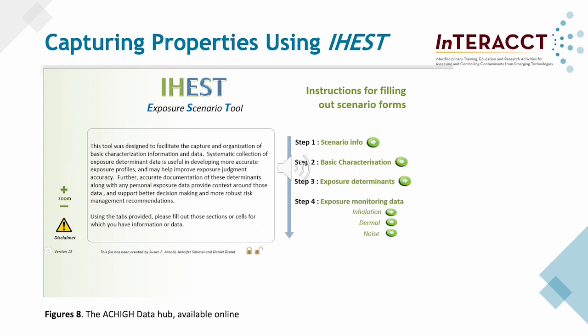In the next several slides, I'll demonstrate how to document and use the chemical and physical property data listed in the previous slides to call out potential routes of exposure. We'll focus on using the IHEST as a tool of choice because it is a freely available tool that was uniquely designed for this application. A link to this tool is included at the end of this module.